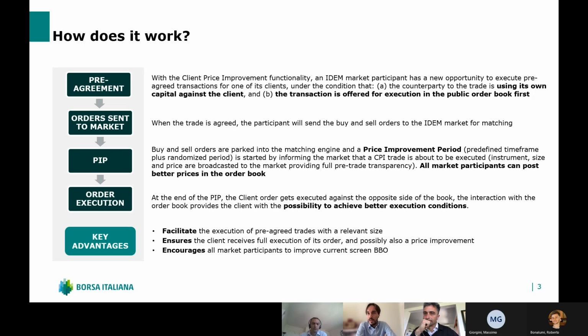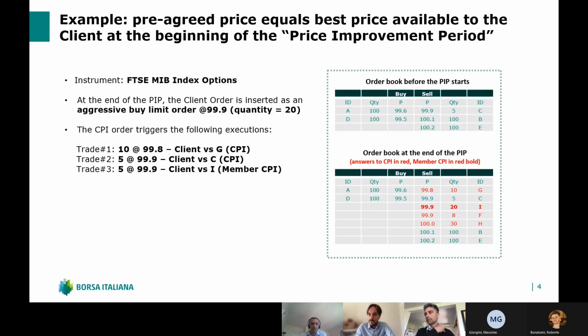So what are the key advantages of this functionality? First of all, it is facilitating execution in a tough market environment. The second one is ensuring that the client receives full execution, but also the full benefit of a possible price improvement. And what is very important is that, thanks to the interaction with the central limit order book, it is encouraging all market participants, including the 20-plus market makers available on the market, to improve the current screen BBO.